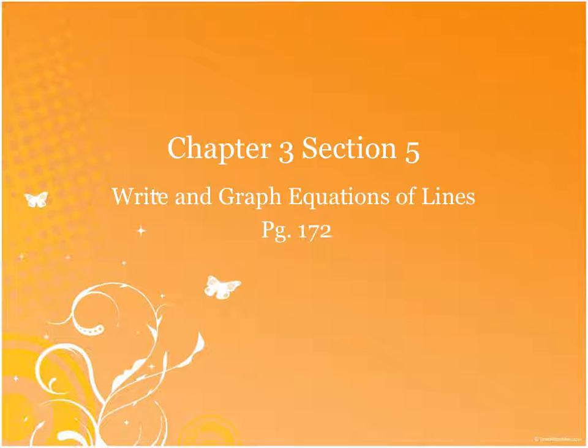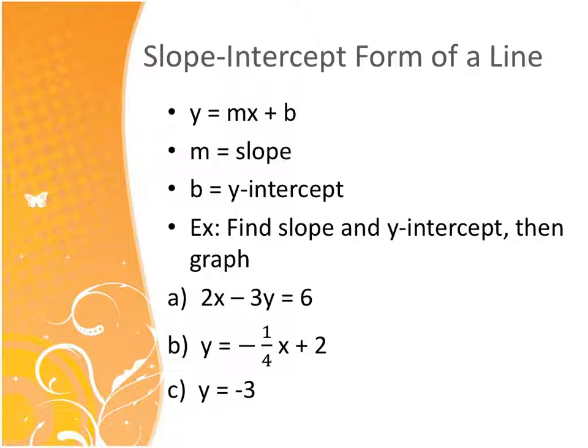Okay, so 3.5 is write and graph equations of lines. So we're going to get information about lines, and then from there find equations, and then from there graph, or vice versa, okay? But again, this is a review of Algebra 1 stuff overlapping with the slope. So the slope-intercept form of a line is probably the most common equation that you use for lines, which is y equals mx plus b. The m is for slope. The b is the y-intercept, or the y-coordinate of the y-intercept.